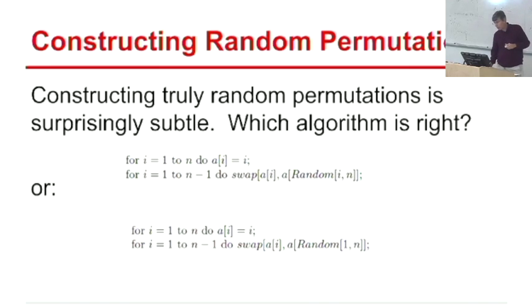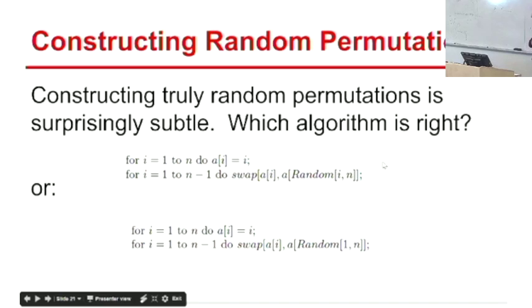That said, here are two algorithms for generating permutations at random. One of them is right and one of them is wrong. Can you see what the difference is? What is the difference here?